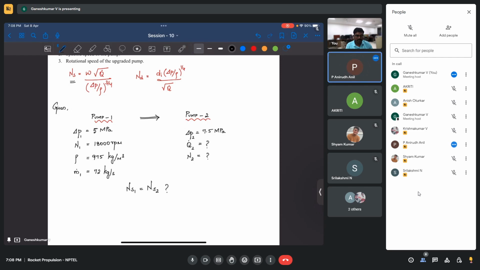Yes, sir. Okay, so basically, this is a design characteristic of a pump, right? Once it is designed, you are not changing it.